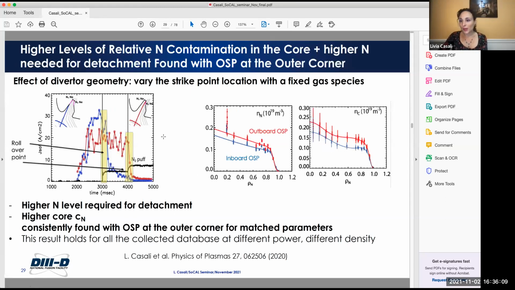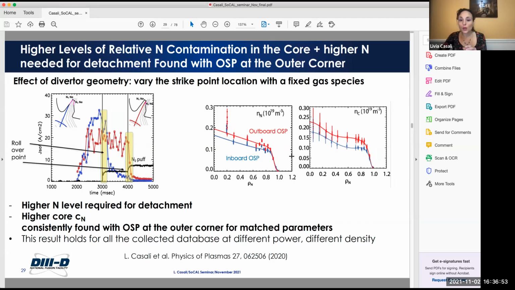Now, a very interesting thing that we found whenever we were doing these experiments is that we saw a higher level of relative nitrogen contamination in the core. And in addition, we needed more nitrogen to detach whenever the strike point was located in the outer corner of the slot. So here in red, I'm showing JSAT rollover from the Langmuir probes. As we can see, in the case at the outer corner, we need the second nitrogen puff for JSAT to roll over.